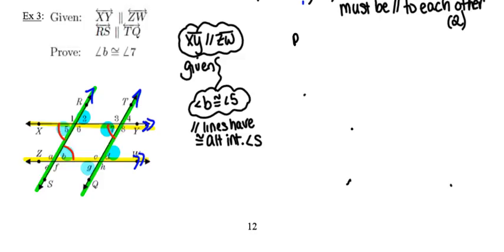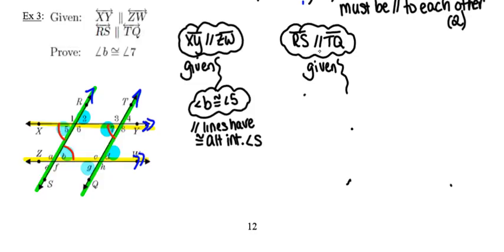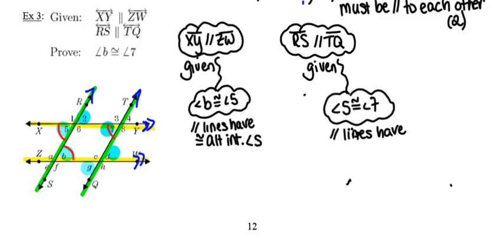And likewise, due to the fact that lines RS and TQ are parallel, which is a true statement because it's given to me to be a true statement, because those two green lines in the picture are parallel, I also know that angle 5 is congruent to angle 7. The reason I know that is because anytime I have parallel lines, I know that the corresponding angles have to be congruent.